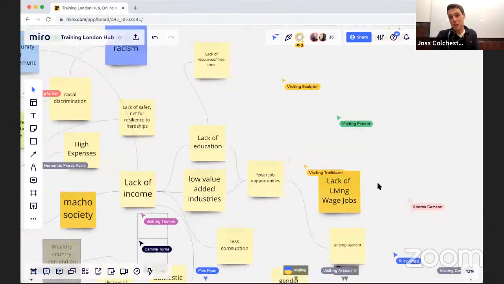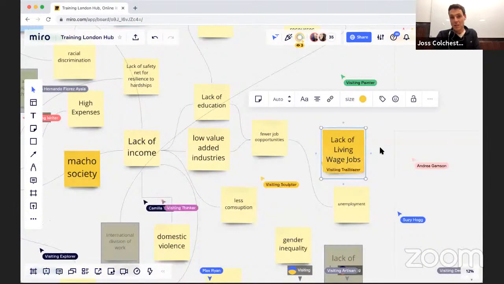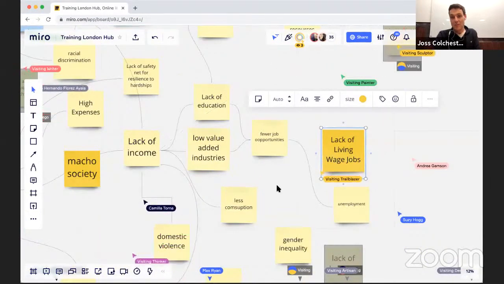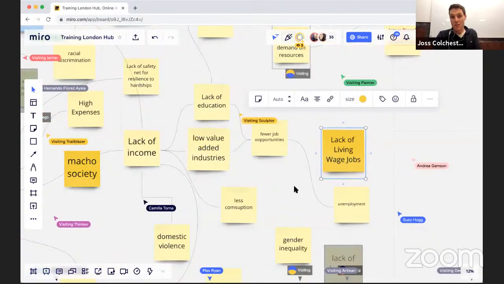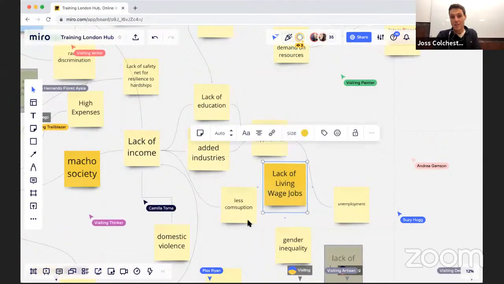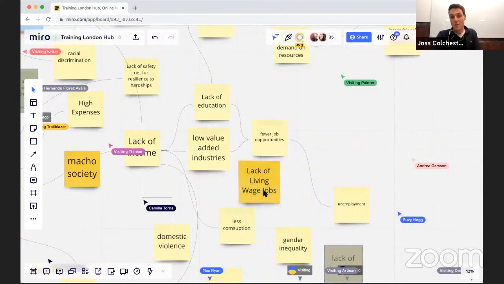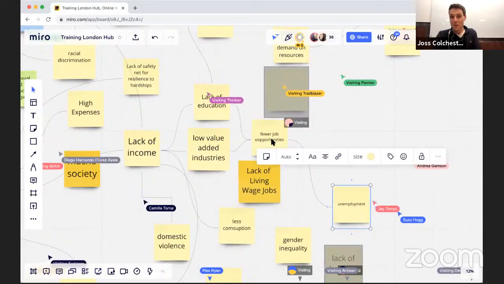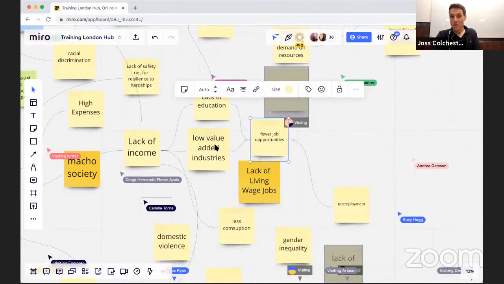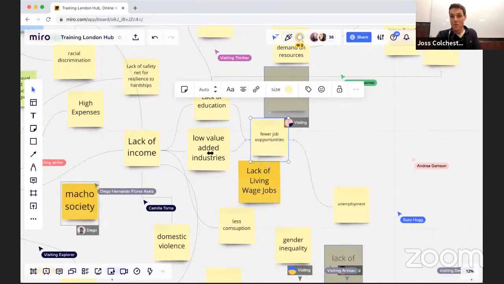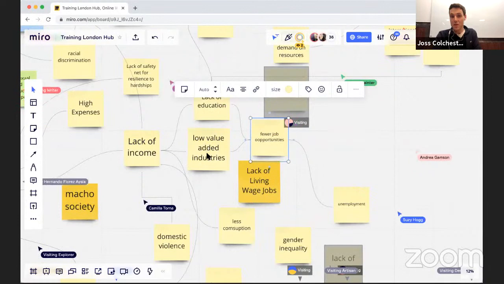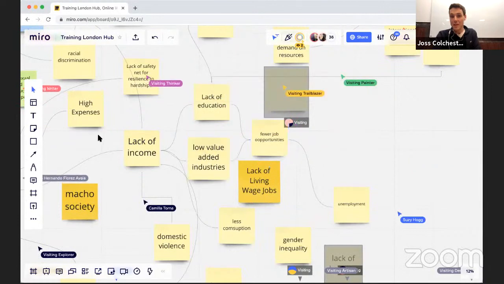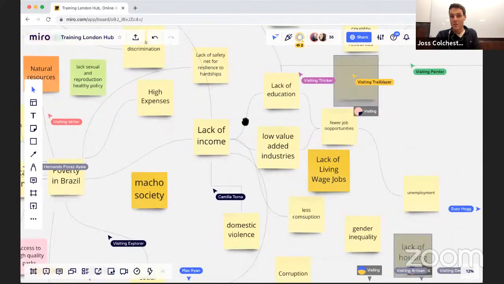Lack of living wage jobs. Yes, that could be quite closely correlated, actually, because that could mean quite a few underpaid jobs, and so forth. Unemployment, yes, that's going to be pretty okay. That leads to fewer job opportunities. Fewer job opportunities would lead to, yeah, lack of income pretty directly.